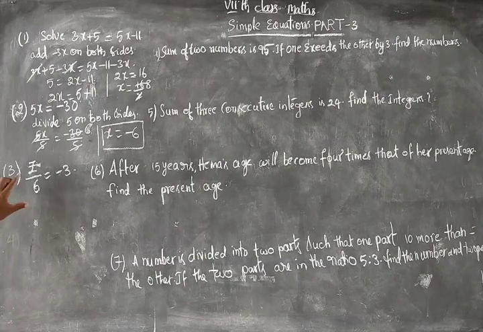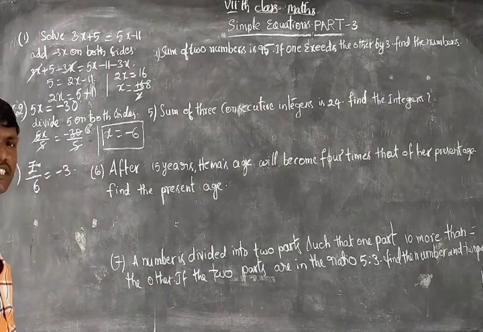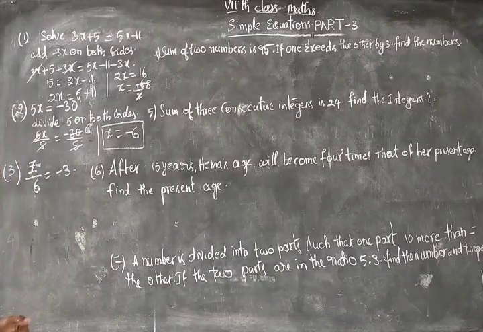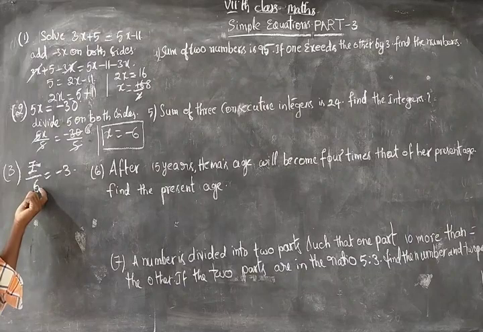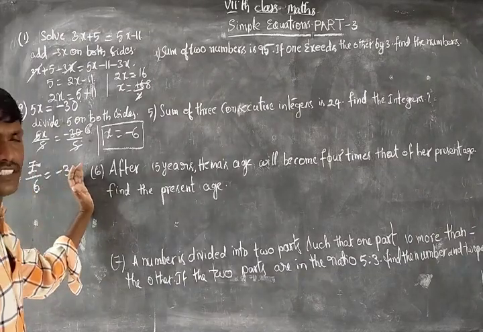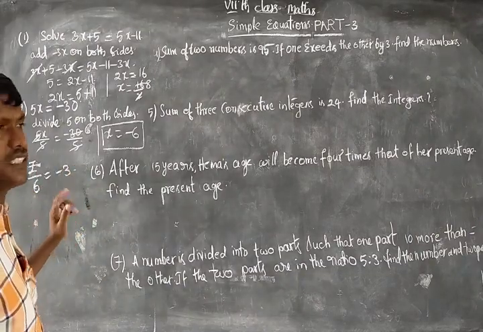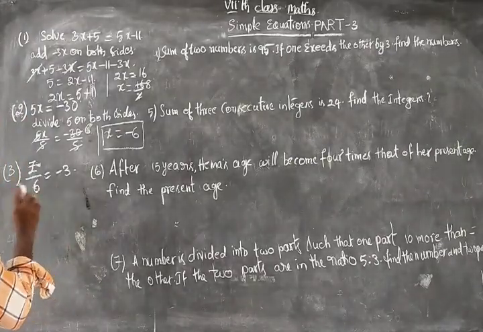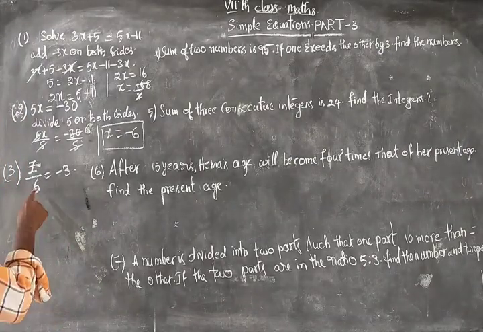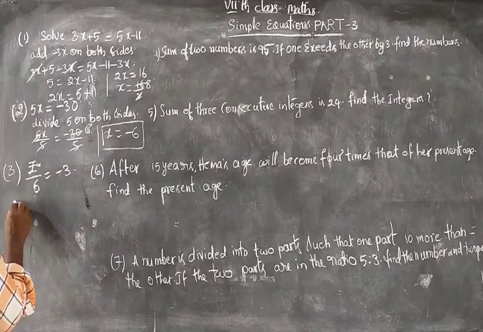Next one, z by 6 equal to minus 3. Then how to do this? Actually, if you do the direct method, we can take that 6 is in the denominator and when you transpose it to the right side, it multiplies with minus 3. But we should not use that method. We'll try to do it this way. Actually it is in the denominator place, so we should multiply with 6 on both sides.